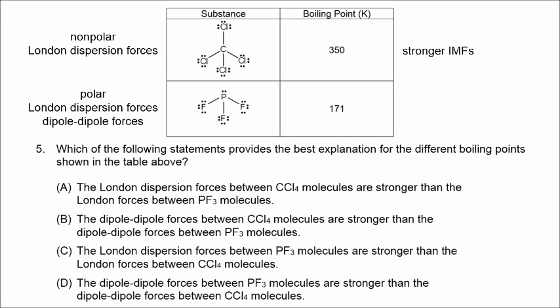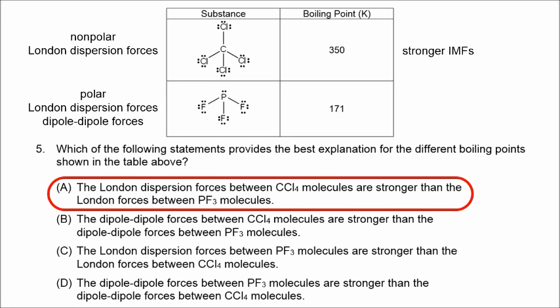So it's either A or B, and we cannot use B as an example since CCl4 does not experience dipole-dipole forces. So the correct answer is A. The London forces in CCl4 must be stronger than the London forces in PF3.